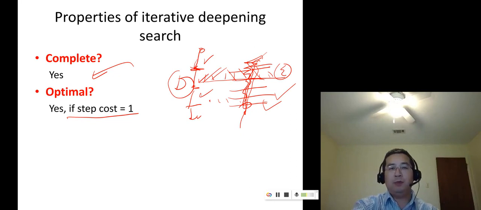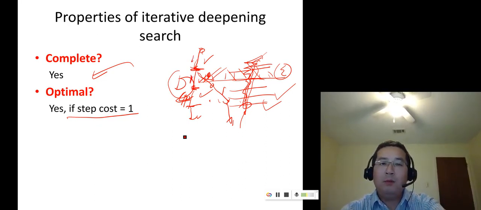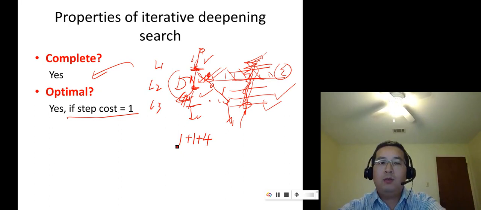But if some layers don't follow this way, for example, this cost is 1, this is 2, but this is 1, this is 1, and then this is 1, maybe this one is even better. For example, this is 4. So you find the nodes in layers 0, 1, 2, 3, but your cost is 1 plus 1 plus 4, okay? Layer 1, layer 2, layer 3.